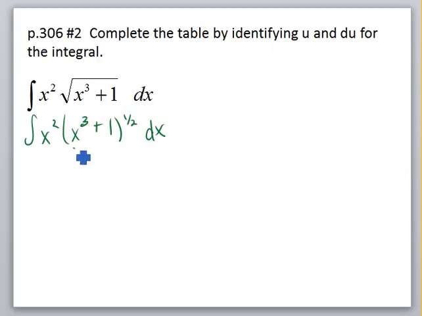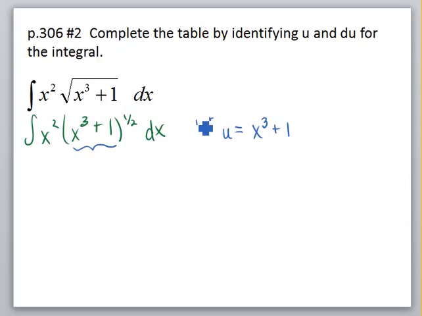Typically, and this is just a little side note for you, whatever's inside of a set of parentheses is what you want to make your u statement. So I'm going to show you off to the side. If I go ahead and write down what u is equal to, we're going to just let u be x cubed plus 1.